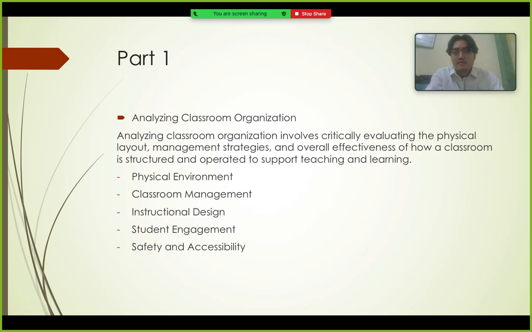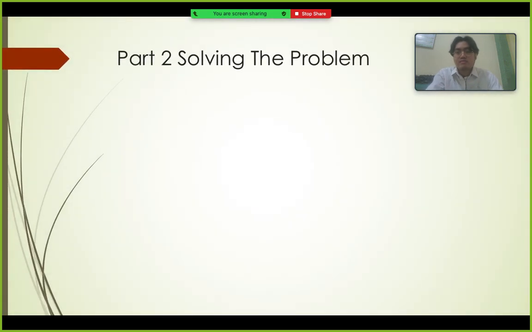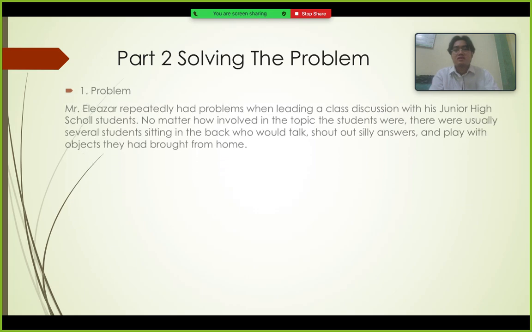Okay, next to part 2, solving the problem. And the first problem is Mr. Eleazar repeatedly had problems when leading a class discussion with his junior high school students. No matter how involved in the topic the students were, there were usually several students sitting in the back who would talk, shout out silly answers, and play with objects they had brought from home.